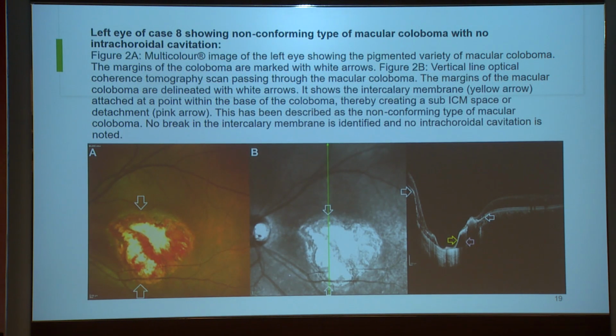This is another example in the study where we can see the pigmented variety of the macular coloboma. The margins are marked with the white arrows. The OCT shows the margins of the macular coloboma with the white arrows. The intercalary membrane is marked with the yellow arrows, while the sub-ICM space or detachment is denoted by the pink arrow. There's no break in the intercalary membrane in this also, and no ICC.